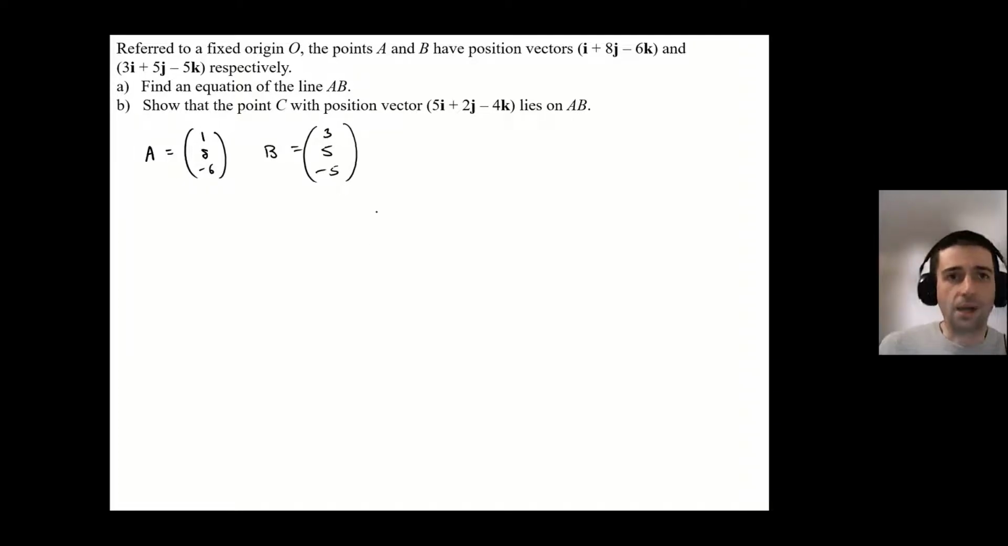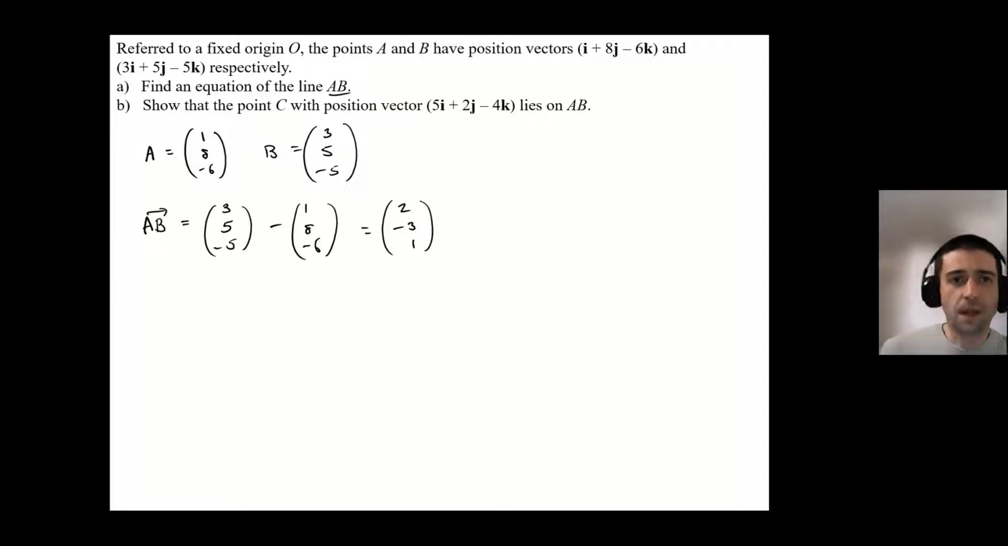And then look at what we're being asked to do. We're being asked to find an equation of the line AB, which means I'm going to need the vector A to B because that is going to serve as my direction vector. So 3, 5, negative 5 minus 1, 8, negative 6 comes out as 2, negative 3, positive 1. Just be careful with your signs on that one.